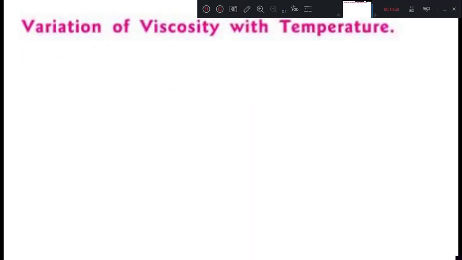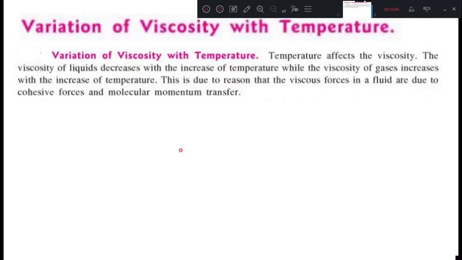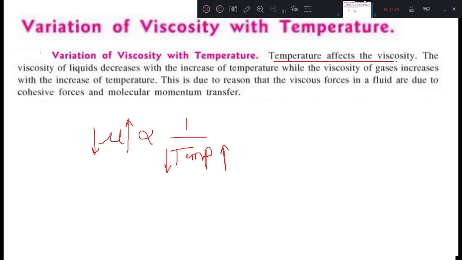Then, variation of viscosity with temperature: how does the viscosity vary as the temperature increases? The temperature affects the viscosity. The viscosity of a liquid decreases with increase of temperature, so you can write that the viscosity of a liquid is inversely proportional to the temperature. As the temperature increases, the viscosity decreases, and as the temperature decreases, the viscosity increases.